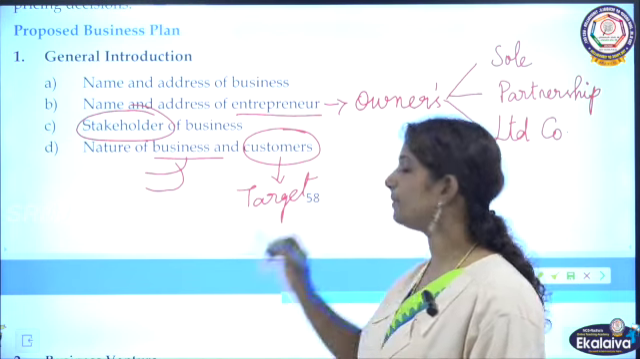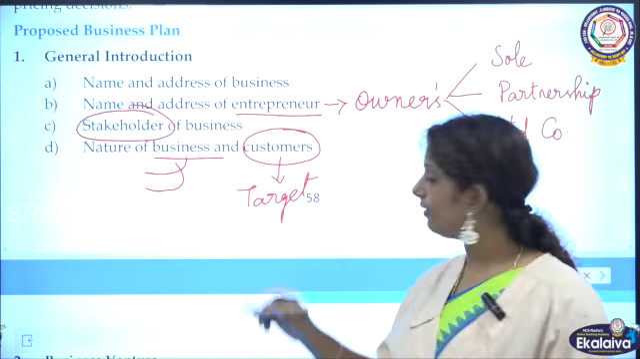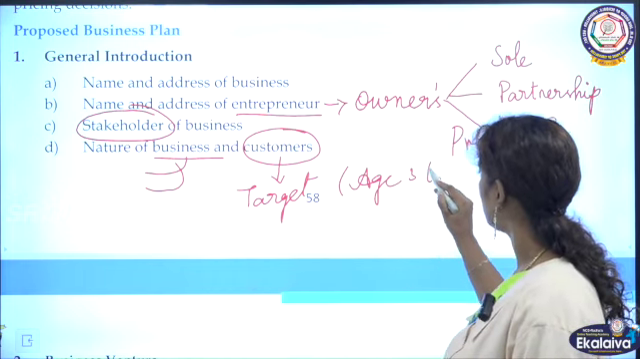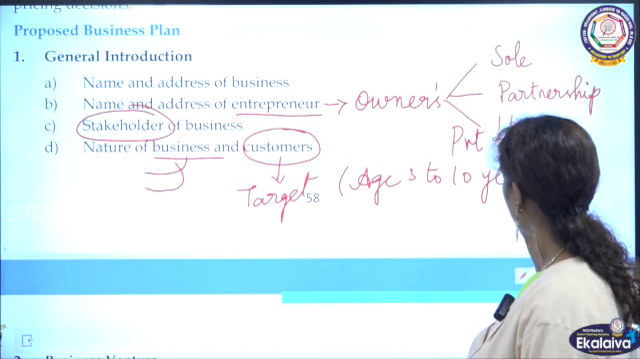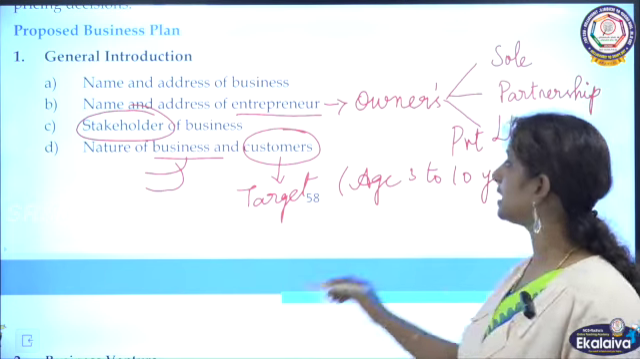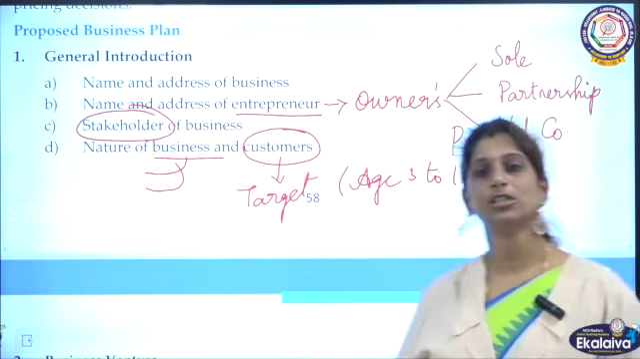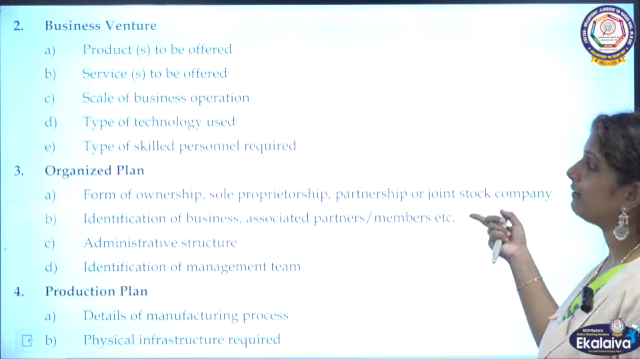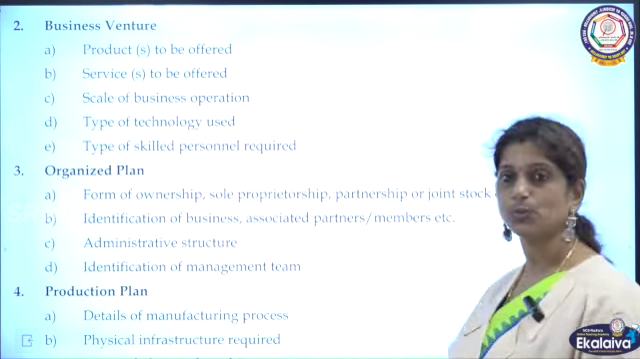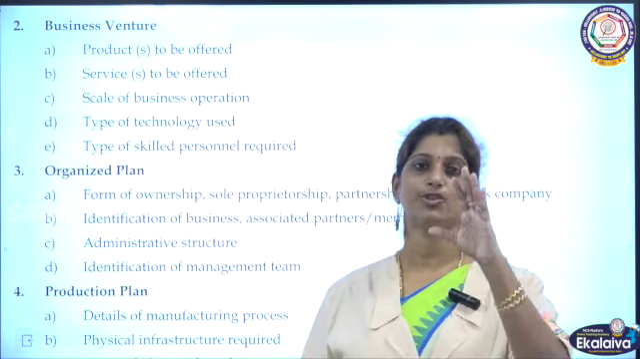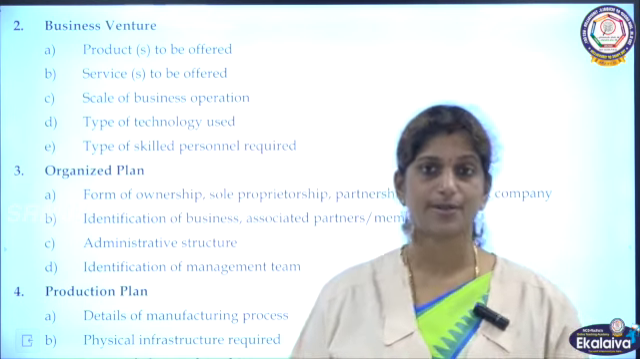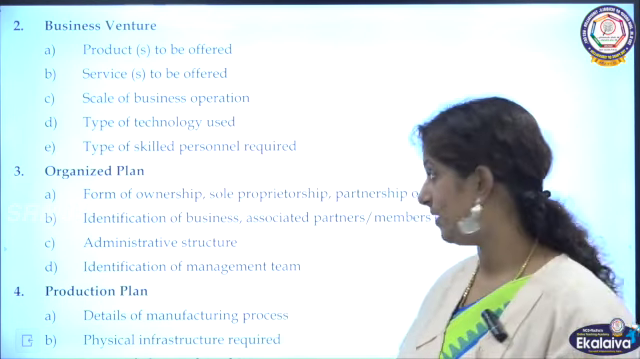So if it is going to be for children, we will mention it as age 3 to 10 years, right? So this is how the nature of business and also the nature of customers should be mentioned. And then moving on to the business venture. First is all about the general information which we have to give. Now we are going to give information about a business venture.